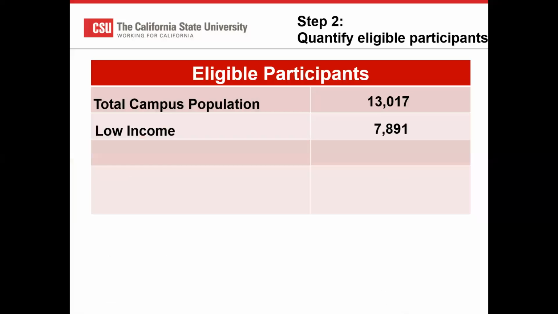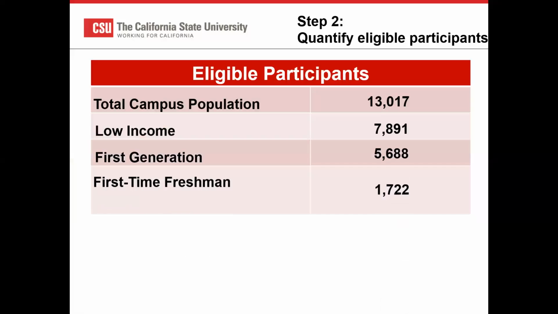Next, our mission statement indicated they were interested in working with low-income students. That brings the number down to 7,891. Next, they mentioned first generation, which again brings the number down. And then finally, they were interested in working with first-time freshmen. So that total number of eligible participants is about 1,722 on that campus. Keep in mind this number will change every year as you see increases or decreases in the populations you've identified in your mission statement or being of interest.